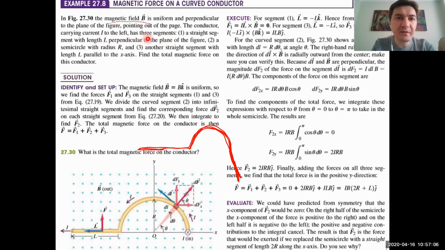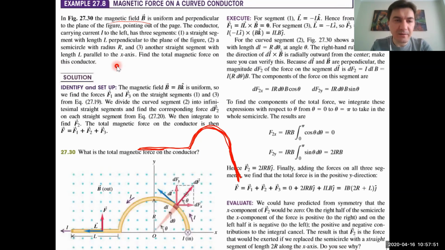And the conductor has 3 segments, 3 parts, 1st part, 2nd part, 3rd part. A straight segment with length L perpendicular to the plane of the figure. This is the first segment, which is perpendicular to the plane of the figure, okay? And a semicircle with radius R, this second segment here, and another straight segment with length L parallel to the x-axis. This is the last segment here. 1, 2, 3 segments. Find the total magnetic force on this conductor.